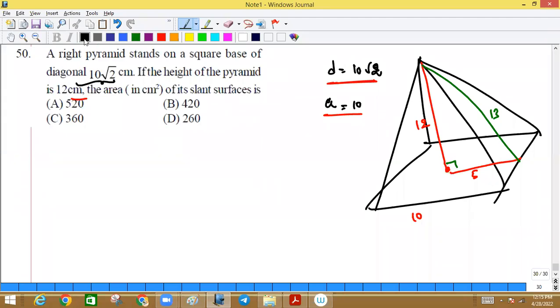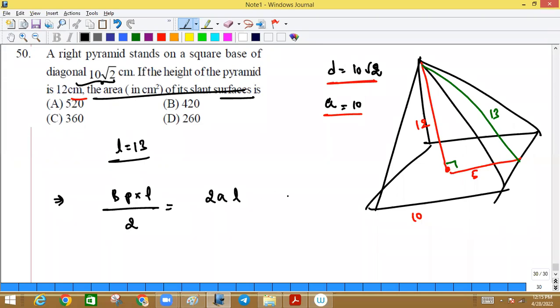Now you tell me, slant height is equal to 13, then the area of its slant surfaces. Area of its slant surfaces is the lateral surface area. So base perimeter into slant height by 2. Perimeter of base 4a by 2 is 2aL, which is equal to 2 into a, which is 10, into L, which is 13. How much is it? 260 centimeters square. Understand that point? Okay. The moment you look at a square base, the radius becomes half of the side. That is 5. Height is 12. 5, 12, 13. So slant height is 13.